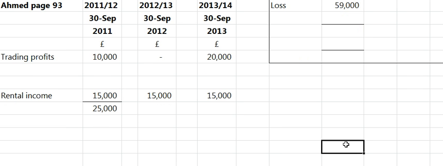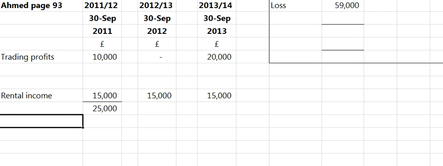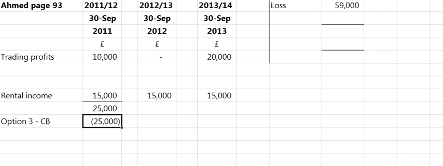Option 3 is just doing a carry back. So what we do is the loss was in 12-13, so we need to go back to the previous tax year, which is 11-12, and look back and see what the total income is there. And what we're going to do is use option 3, which is the carry back. The loss is 59, and we're going to use as much as possible, 25. Okay, that comes down to 0. Again, personal allowance in that tax year is going to be wasted. We still have some loss left, 34.